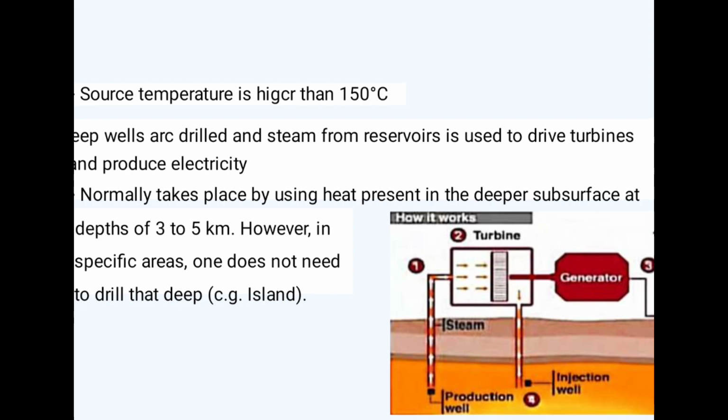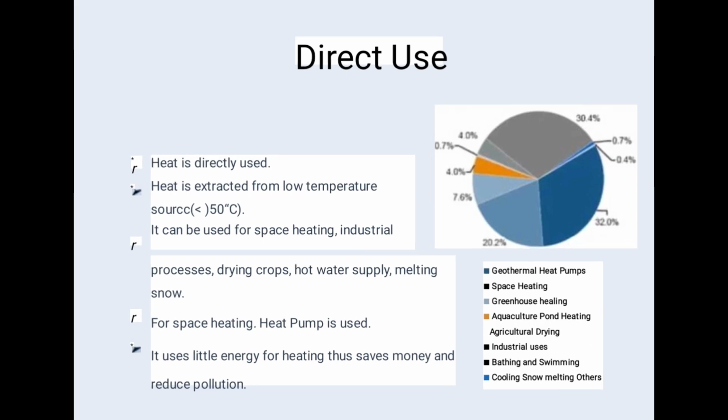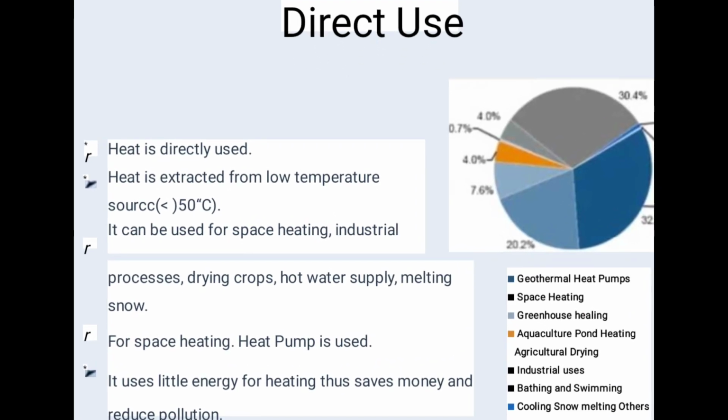Deep wells are drilled and the steam from the reservoirs is used to drive the turbines and produce electricity. This normally takes place by using the heat present in the deeper subsurface at a depth of 3 to 5 kilometers. However, in specific areas, one does not need to drill that deep. An example is Iceland.